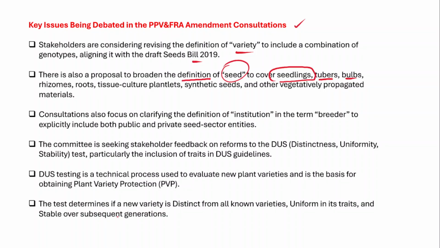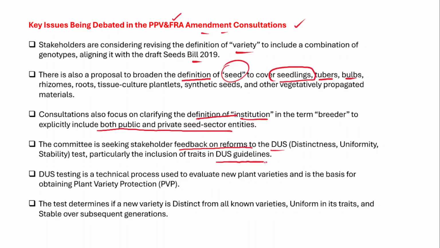This is also a part of the amendment to the Protection of Plant Varieties and Farmers' Rights Act. And apart from that, the consultations about the amendments to this legislation also focus on clarifying the definition of institution in the term breeder to explicitly include both public and private seed sector entities. The committee which has been looking into the possibility of amending this existing legislation is seeking stakeholder feedback on reforms to the distinctness, uniformity, stability test, particularly inclusion of traits in DUS guidelines.